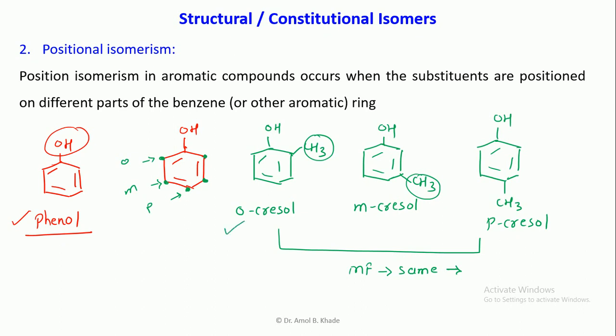So in this case it is at ortho, in this case it is at meta, in this case it is at para. So I can say these are the three examples. So these are the position isomers of each other. Okay, so hope you understood what is positional isomerism.